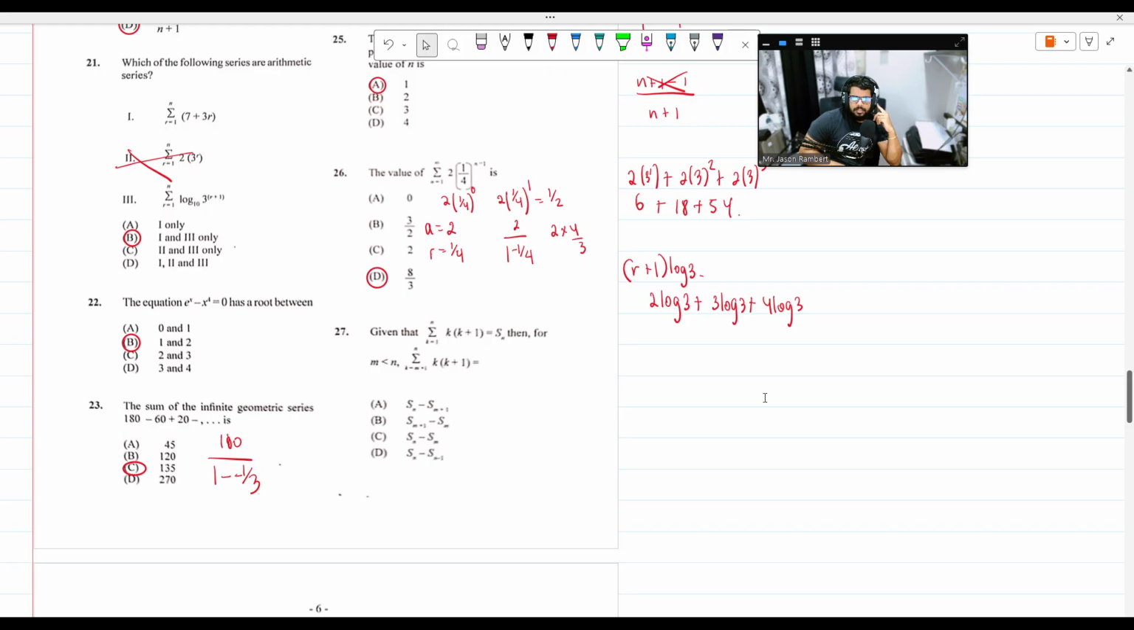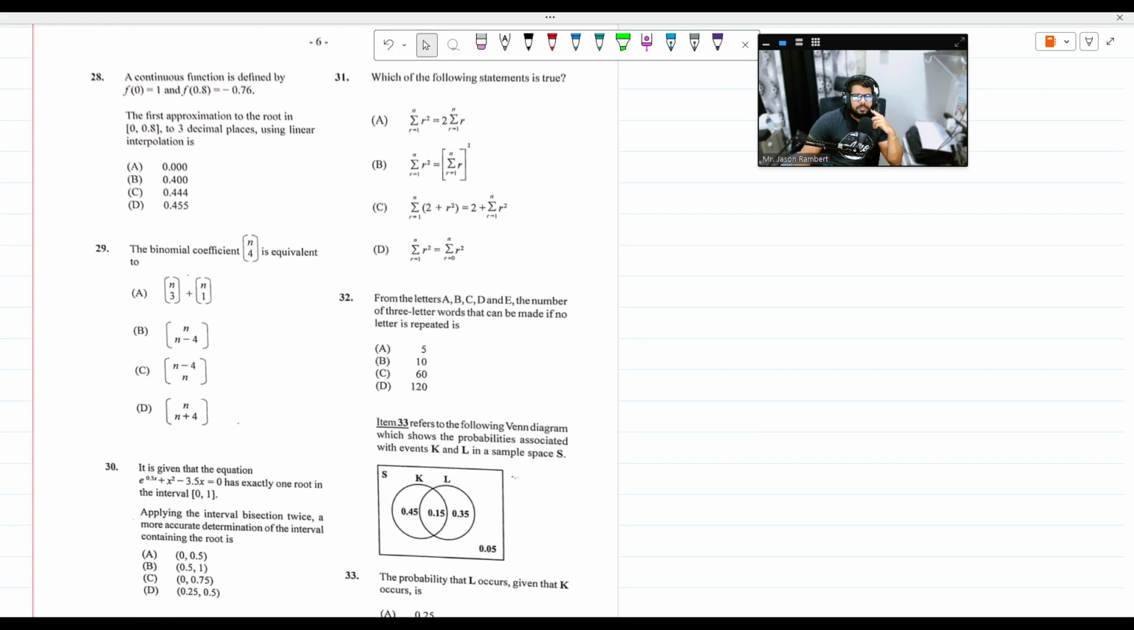Given that this is the repeat question, we know that when I sum from 1 to n, this is going to be the same thing as summing from 1 to m plus summing from m plus 1 to n. This is s sub n, this is s sub m. This is what I want, so I rearrange: s sub n, take away s sub m. C.